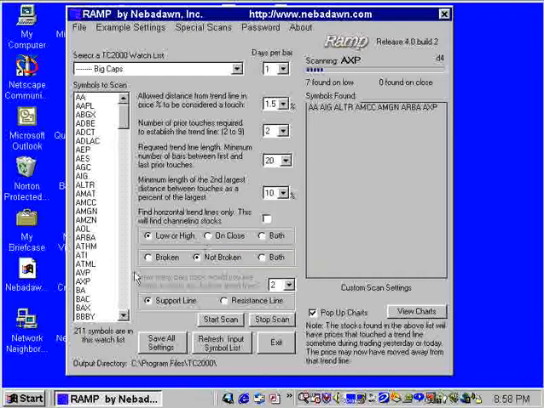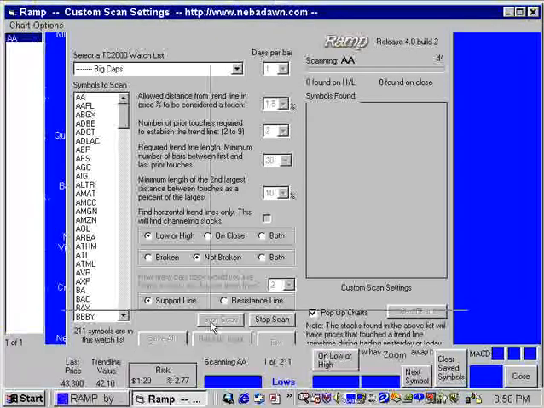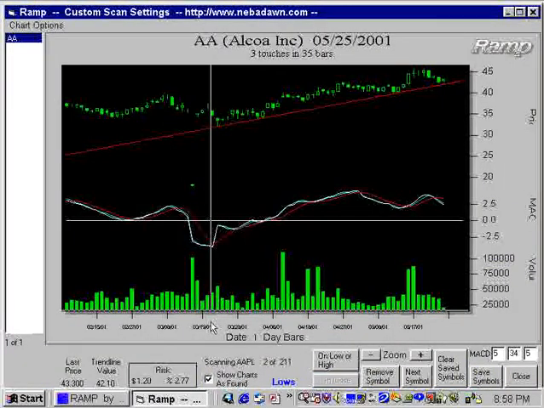For right now, I'd like to just say we will be looking at a bullish touch or bounce on trend lines, and we will be scanning 211 large cap stocks. I'll go ahead and start the scan. And you can see right off the bat it picked up Alcoa.